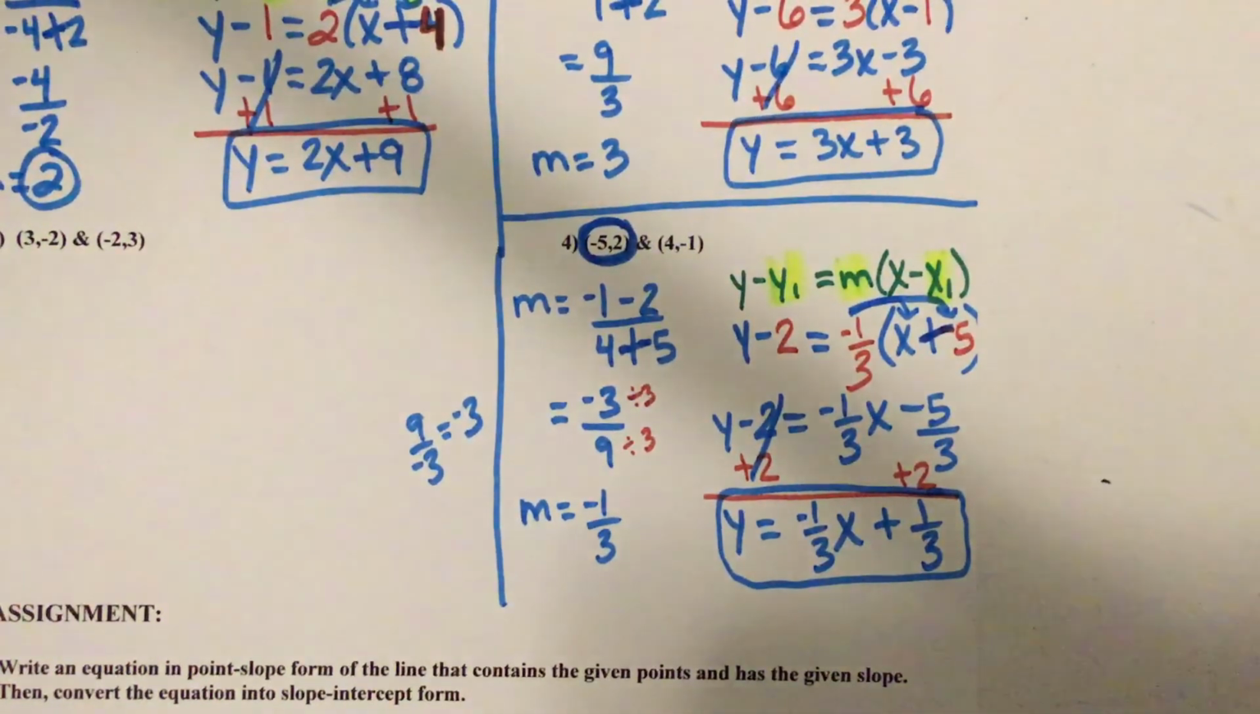And this is how you write equations in point-slope form and convert them to slope-intercept form.